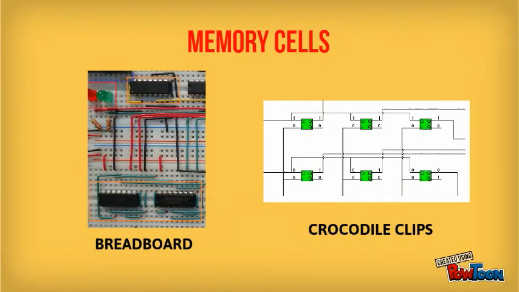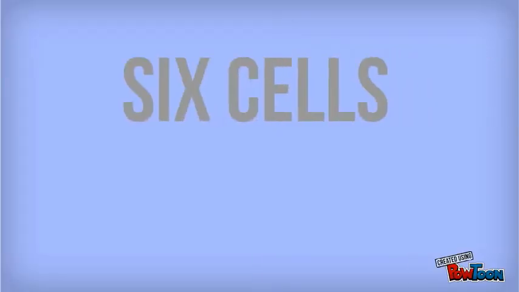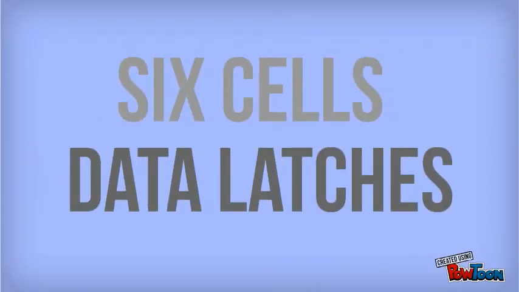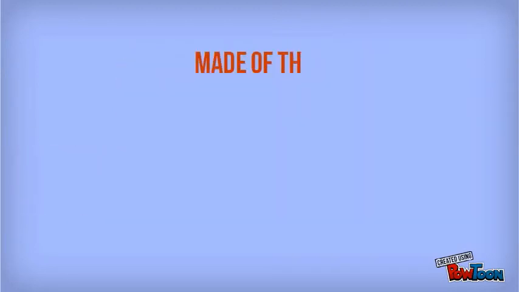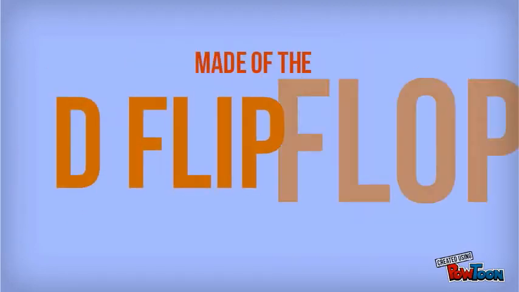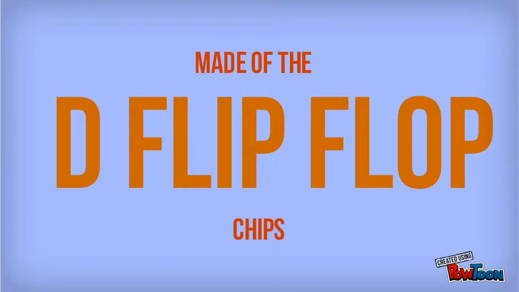The next component under discussion are the memory cells. There are 6 memory cells, also known as data latches. They are made of the D flip-flop chips. Higher ordered bits of the 3 stored values are placed in the upper cells, and lower cells contain the low order bits. As soon as a value enters a data latch, it is available at its output.